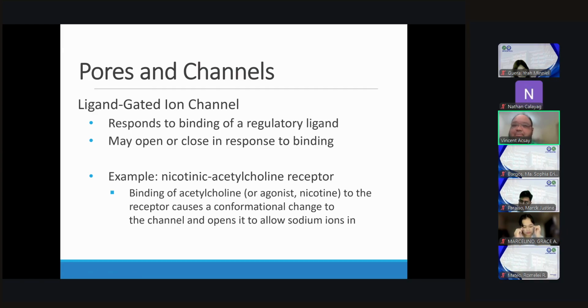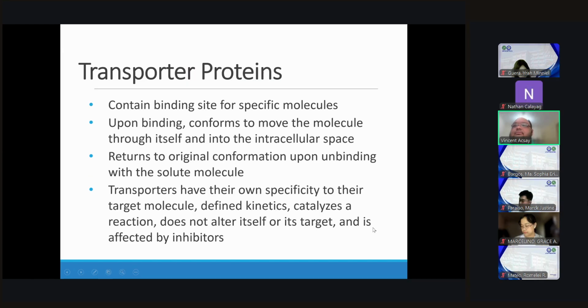I don't have a specific example, but I want you to understand the term agonist, which is something that mimics the ligand and increases the change. Nicotine is an acetylcholine agonist because it promotes the acetylcholine receptor. Something that moves against the ligand is called an antagonist. Okay.